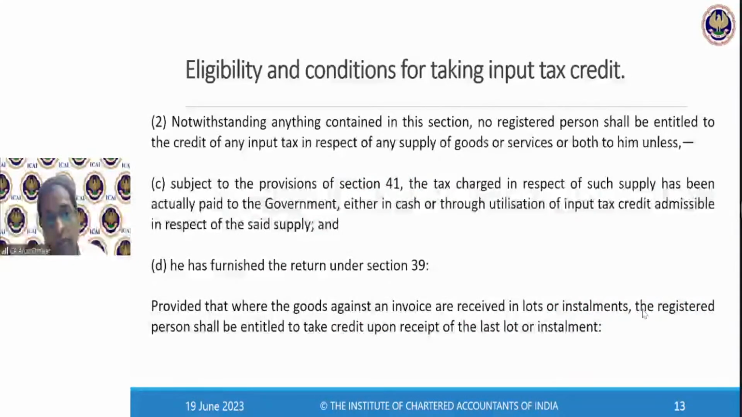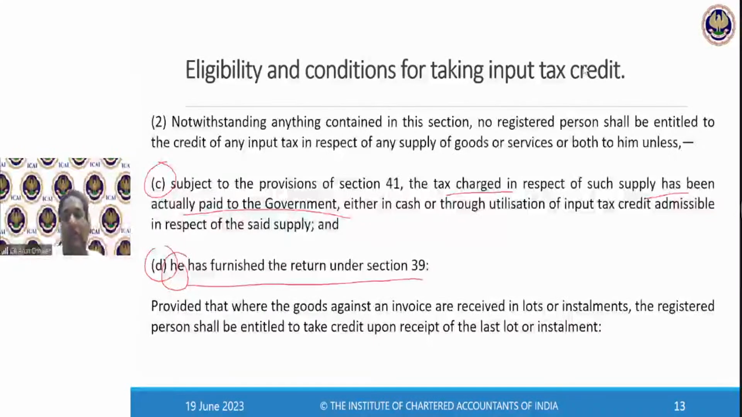So now, section 16 subsection 2, the last two conditions, clause C and clause D. It says that subject to the provisions of section 41, the tax charged has been actually paid to the government either in cash or through ITC. So A has supplied the goods to B. Whatever tax he has charged, he has actually paid to the government either through cash or through ITC. And last, he has furnished the return under section 39, meaning the recipient has furnished GSTR 3B.